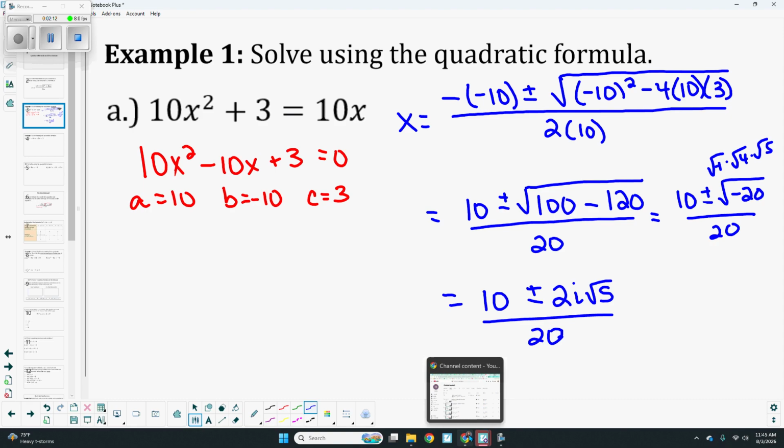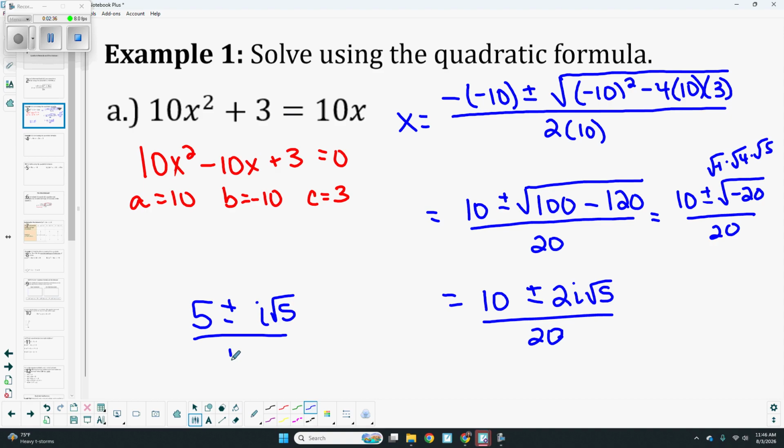This part gets a lot of people. I can only reduce if the number goes into everything. So 10, 2, and 20 all have a common factor of 2. So that's all I can divide by. So 10 divided by 2 is 5. 2 divided by 2 is 1, so that's just i left there. And 20 divided by 2 is 10. This is the lowest this would go.